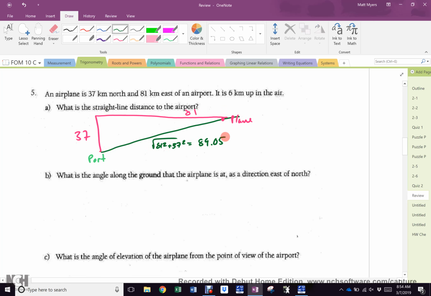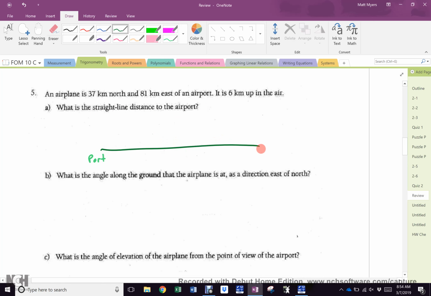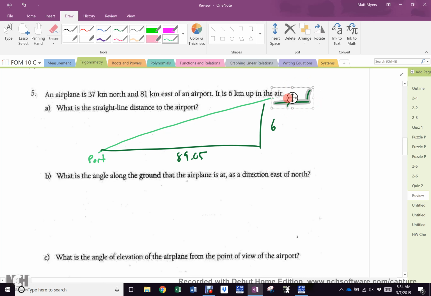Of course, the plane is not on the ground. The plane is up in the air. Here is the airport. I'm going to erase this triangle. Here is the airport. The plane, if it were on the ground, is 89.05 away. But the plane is not on the ground. The plane is in the air. 6 kilometers, making another right-angle triangle. The plane would have to fly on this line in order to land. That's how far the plane would have to fly.